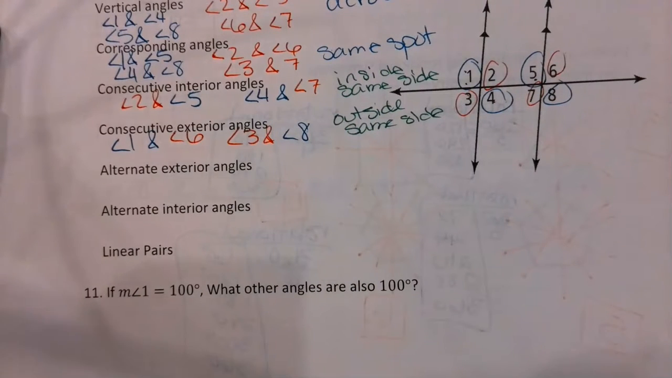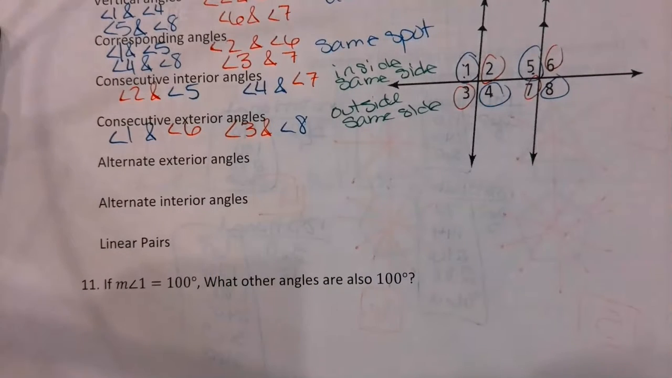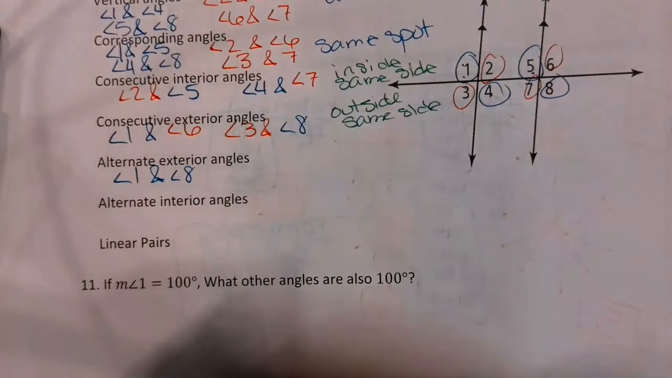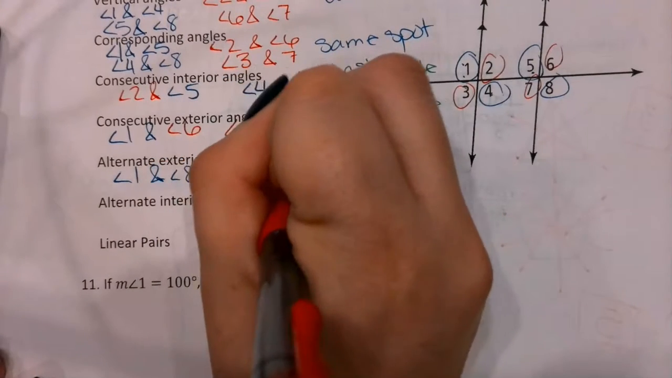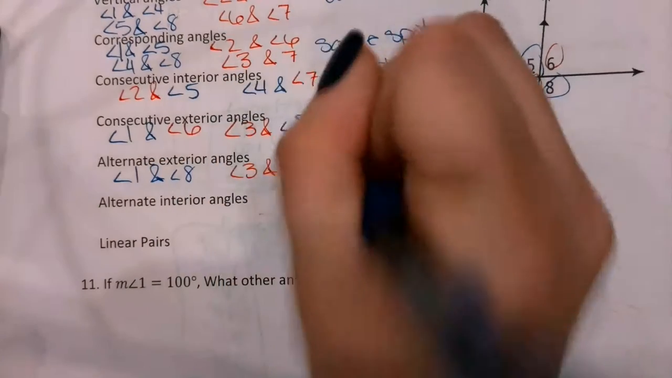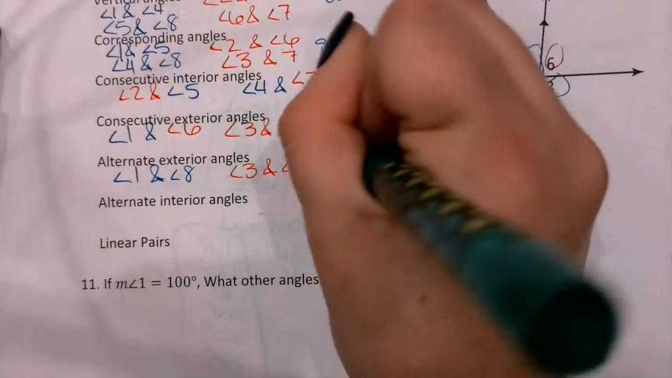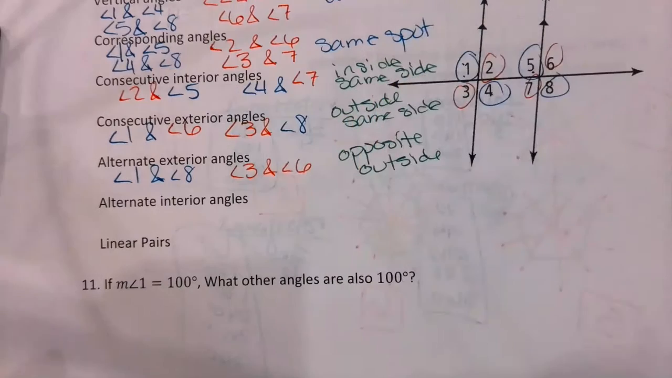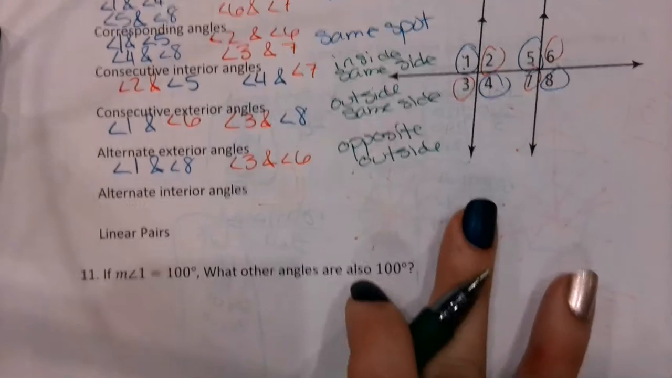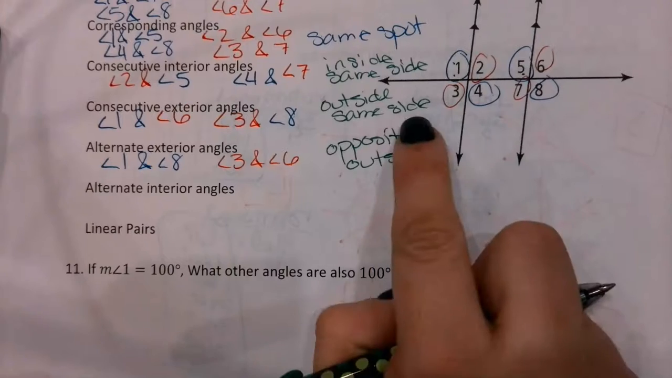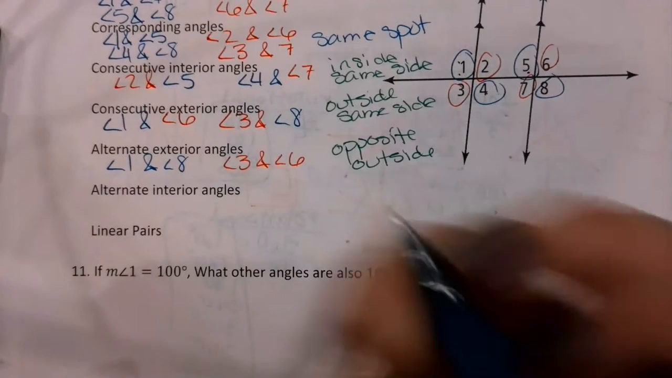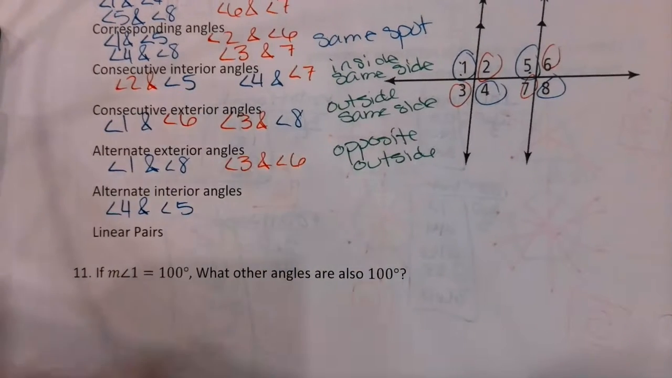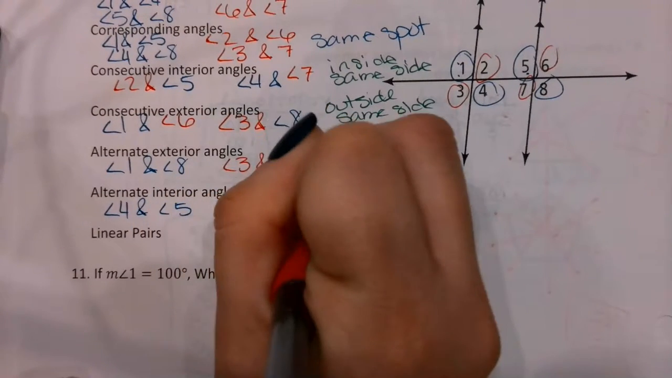Alternate exterior angles are opposite outside. So I have 1 and 8 and 3 and 6. I was writing this here. Alternate interior, similar idea, opposite inside. So I have angles 4 and angle 5, and angles 2 and angle 7.